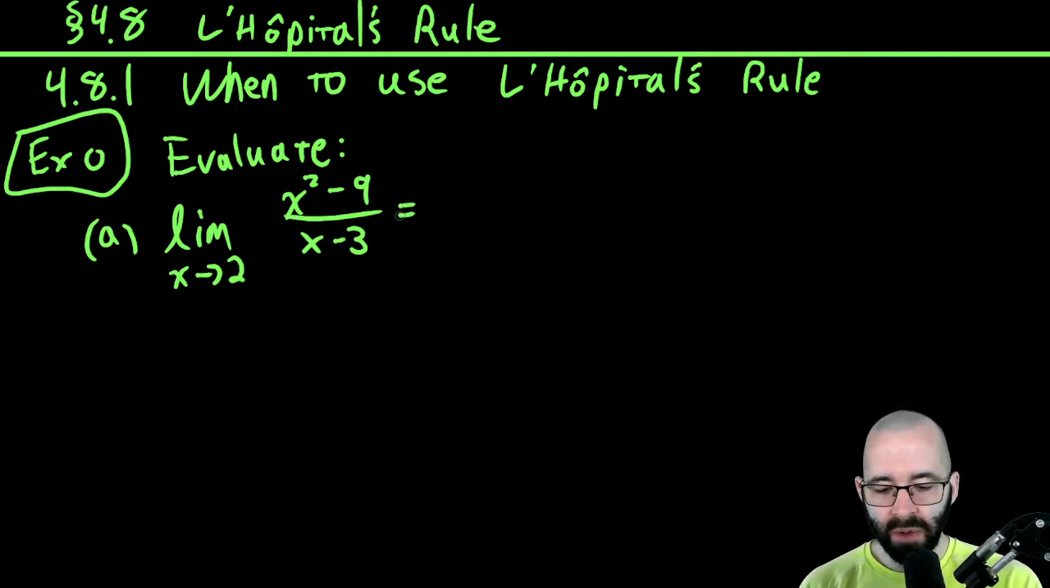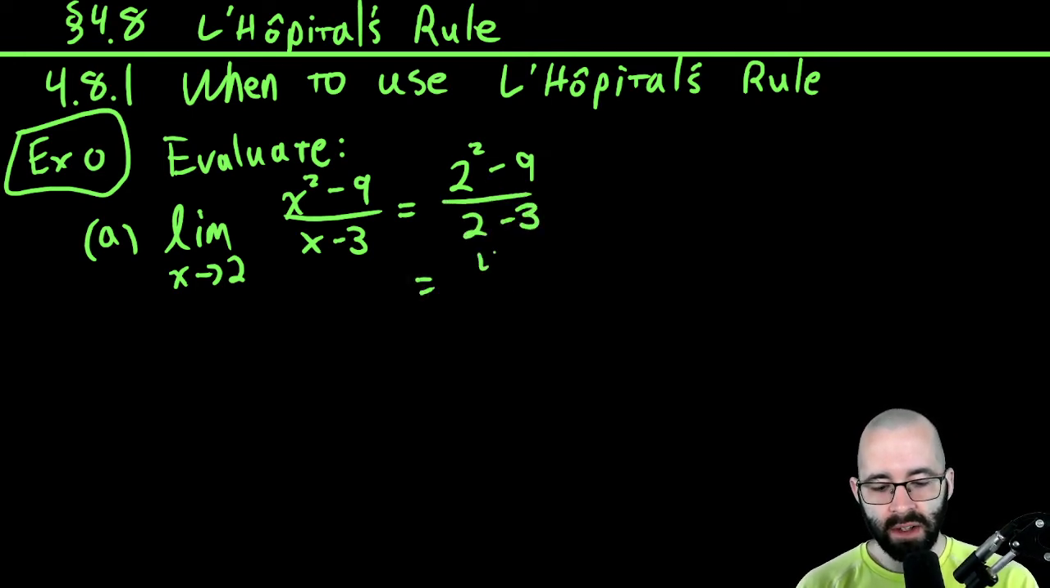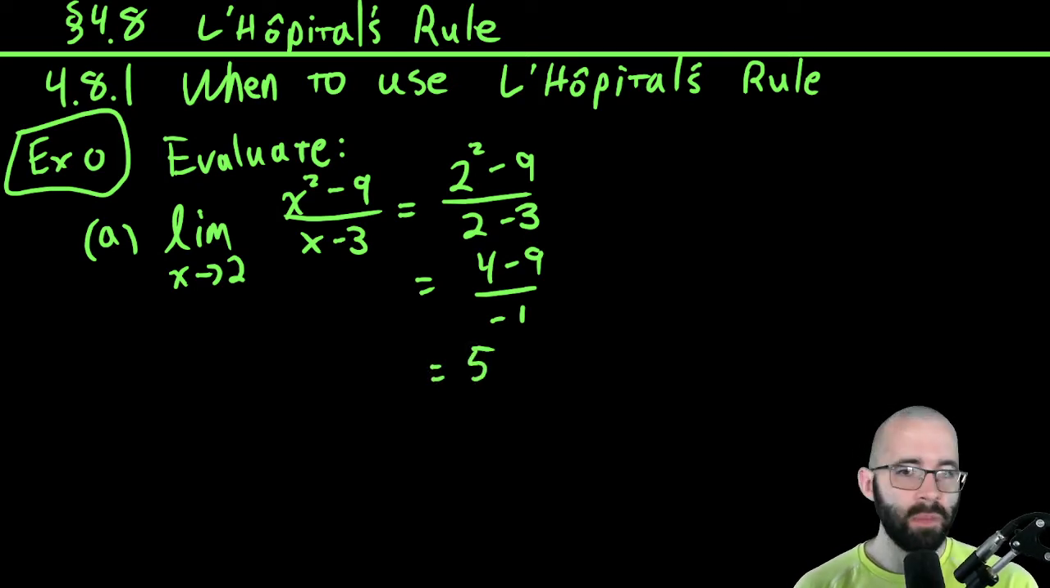We can just plug in 2. This is going to just be 2 squared minus 9 all over 2 minus 3. That's going to be 4 minus 9 over negative 1, negative 5 over negative 1, which is positive 5. So as long as a function's continuous at a specific point, evaluating that limit is pretty easy.